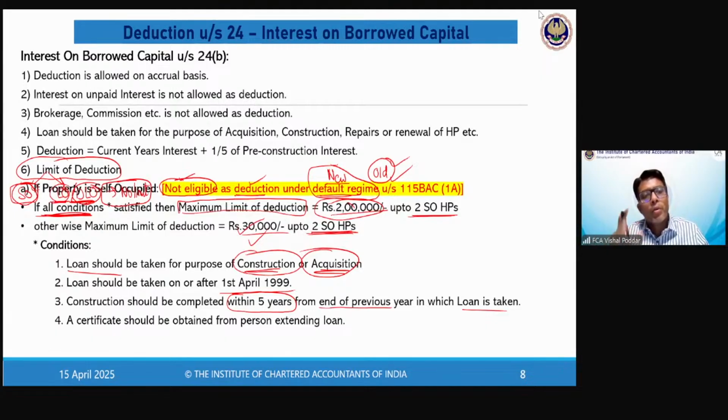Ritika beta, one property 2 lakhs, two properties also 2 lakhs, not 2 lakhs into two properties, 4 lakhs. It is not that 2 lakhs is per HP, 2 lakhs is per assessee. So understand it like this, for you the limit is 2 lakhs. Understood? So even if you have one property, limit is 2 lakhs. If you have two properties, limit is 2 lakhs. Because limit is per assessee, not per property. Right? Great.